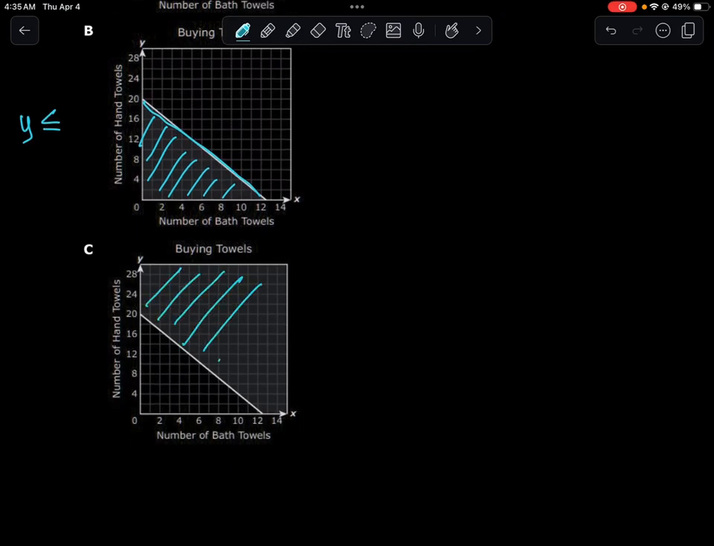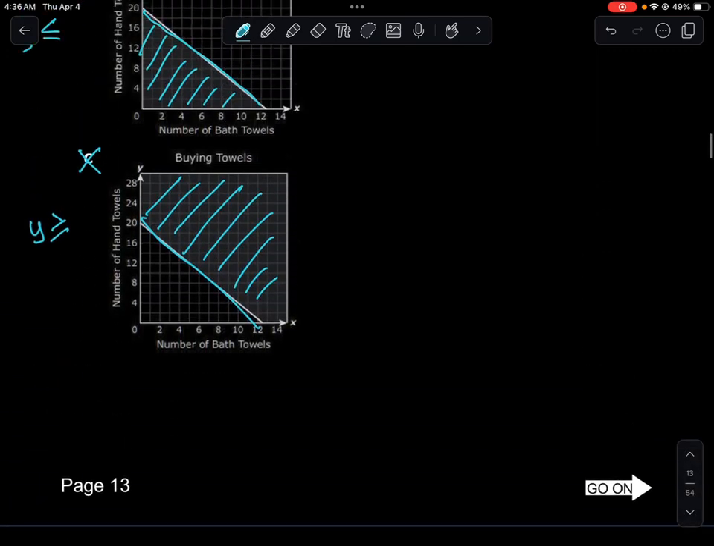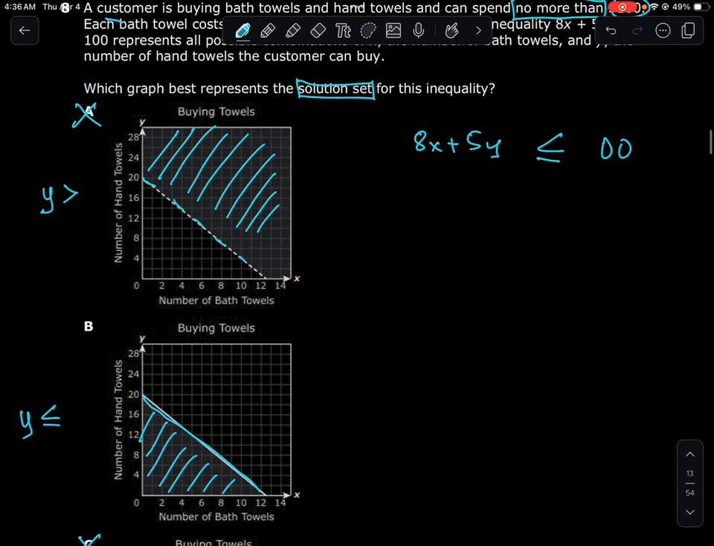The shaded part is above, solid line. Oops. Solid line, that means y is greater than or equal to something. That's not it. And D, I shade below dotted line. That means y is less than. That's not it. It needs to be less than or equal to. So I have eliminated 3 out of 4. The correct answer is B.